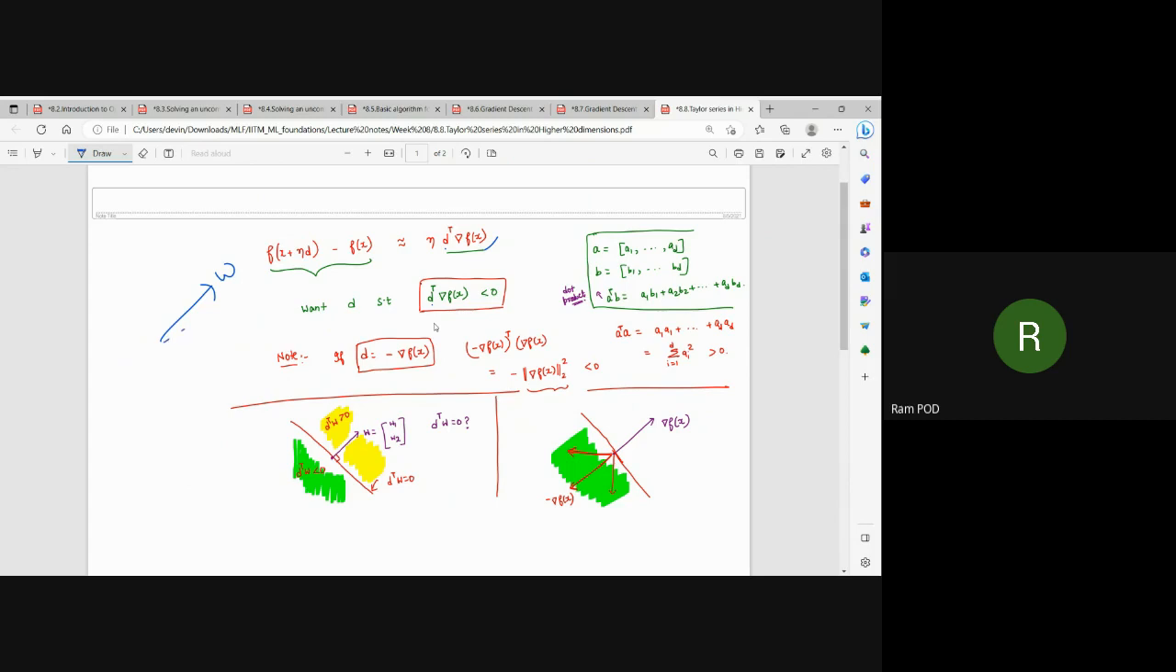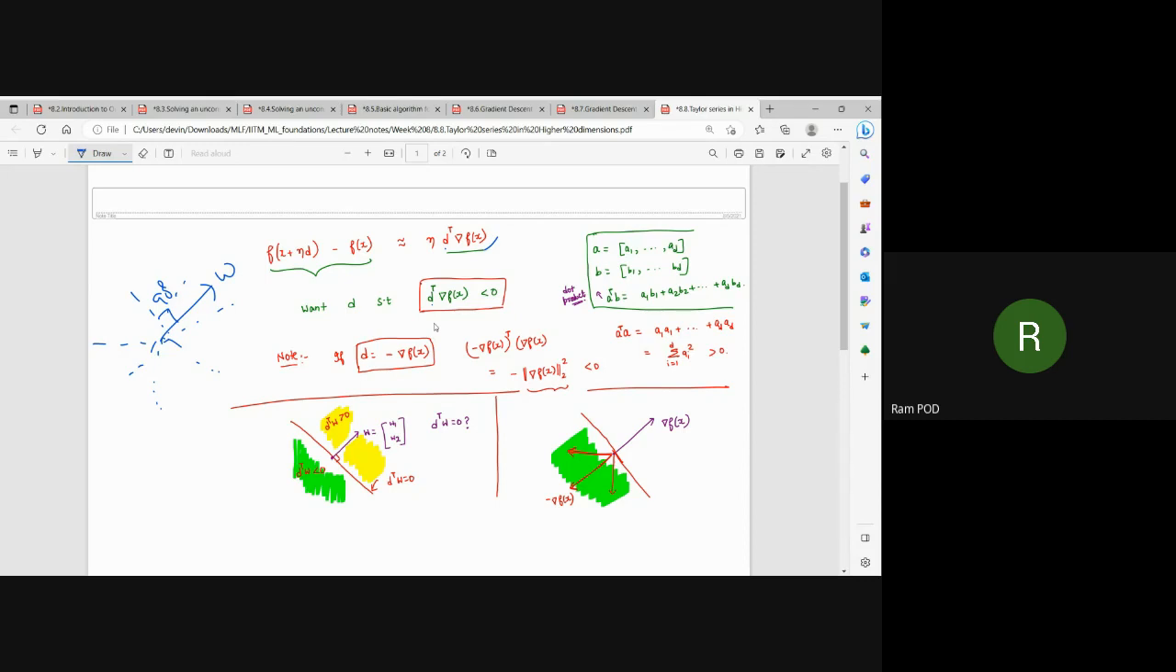This d could be in this direction, it could be in many directions, right? But when will d transpose gradient f be less than 0? One thing you need to notice is that when the angle is 90 degrees, the dot product is 0. That is, d transpose gradient f is 0. When they are parallel, it's going to be positive. That is, if d is in the same direction, then it's going to be positive.